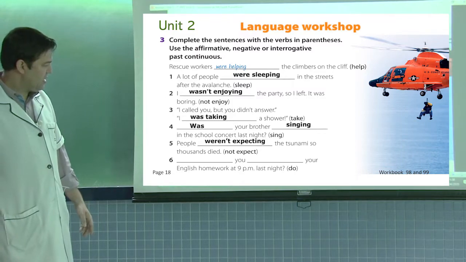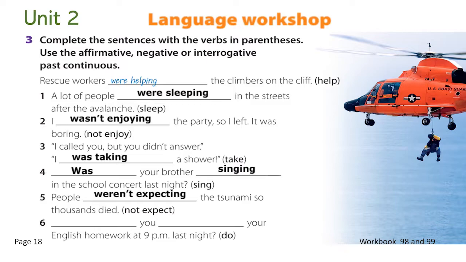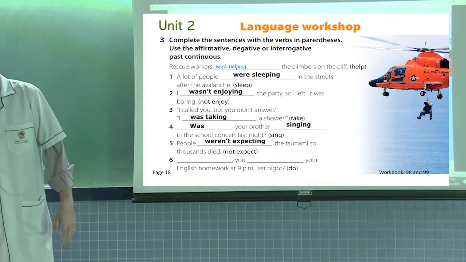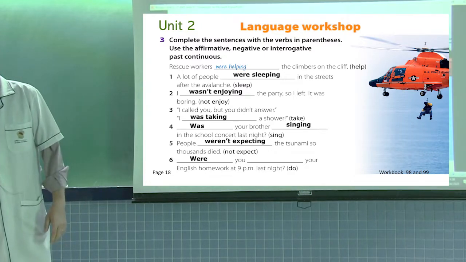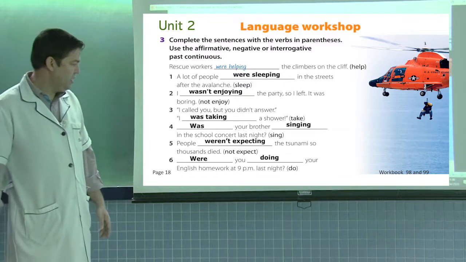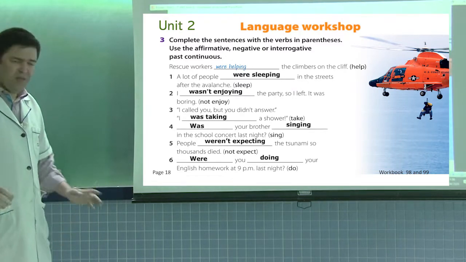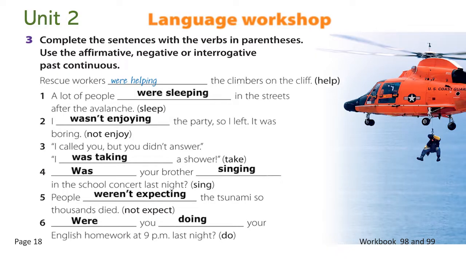Number six, a question. You, and I know that you is plural. So I need to use here were. And then I need to get the verb and transform it to ing form. Okay? So were you doing... Oops, one more. Were you doing your English homework at 9 p.m. last night? Okay? I don't think this one is difficult. You just need to practice a bit more.